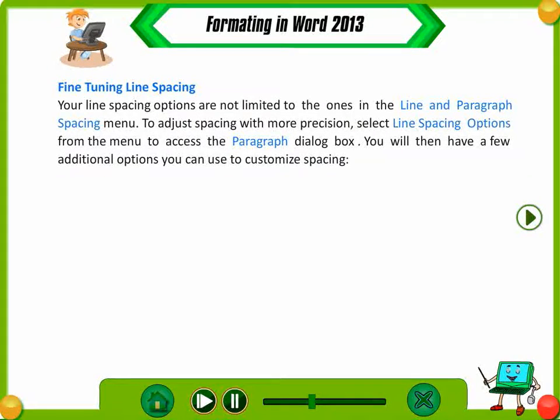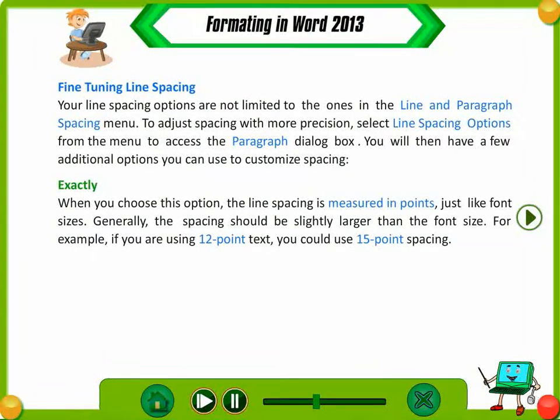Fine-tuning line spacing. Your line spacing options are not limited to the ones in the line and paragraph spacing menu. To adjust the spacing with more precision, select line spacing options from the menu to access the paragraph dialog box. You will then have a few additional options you can use to customize the spacing. Exactly. When you choose this option, the line spacing is measured in points, just like font size. Generally, the spacing should be slightly larger than the font size. For example, if you are using 12-point text, you could use 15-point spacing.